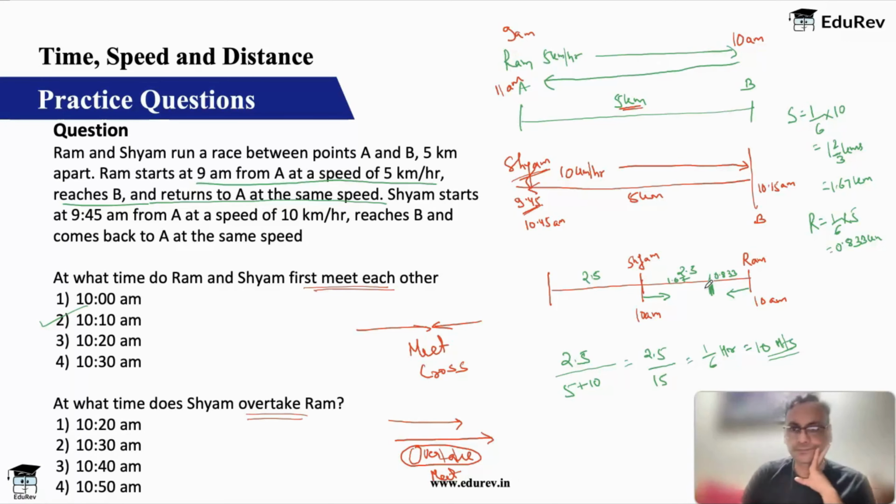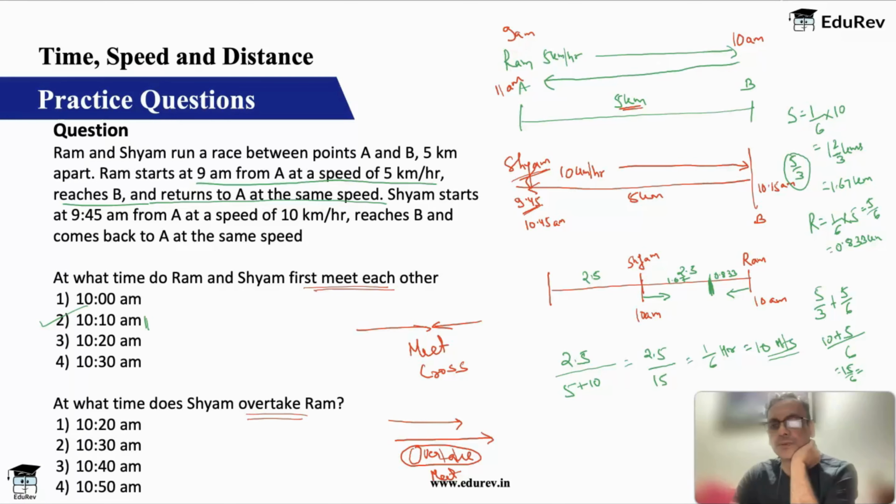We could have kept this in fraction also. Shyam will be at 5 by 3 kilometers and Ram will be at 1 by 6 kilometers, 5 by 6 kilometers. Now 5 by 6 and 5 by 3, if you add 5 by 3 plus 5 by 6, you basically get 10 plus 5, 15 by 6, which is same as 5 by 2. 5 by 2 is 2.5 kilometers, which is the total distance between them. Fine. So we are good till here.